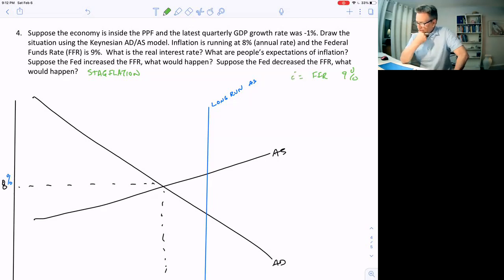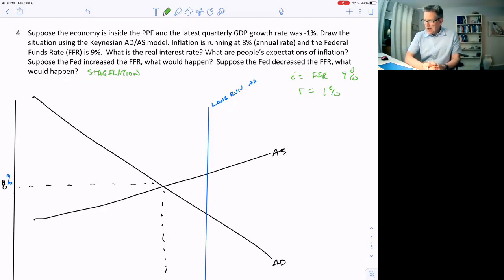That's the nominal interest rate. What's the real interest rate? That would be a real interest rate of 1%. What are people's expectations of inflation? Well, they're pretty high. If the inflation's running 8%, people probably have expectations that it's going to be running at 8 or 9%.